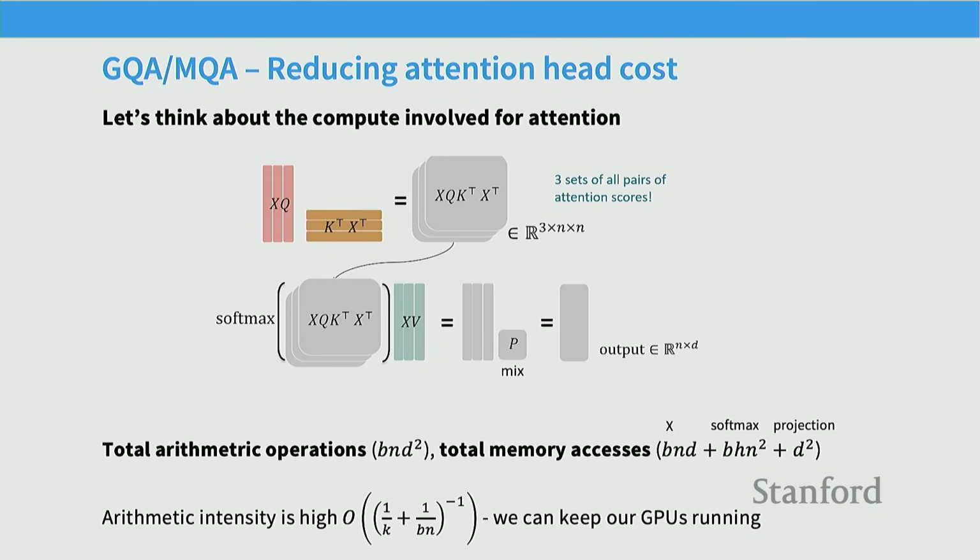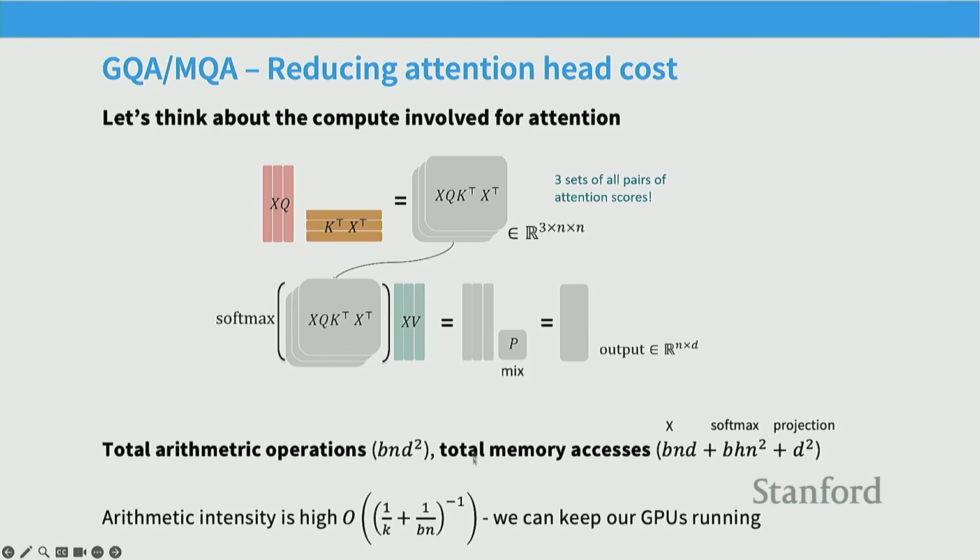You're going to take your XQ, your query, and your XK, and then you're going to form your big quadratic attention matrix. You can walk through each of these matrix multiplies, and you can convince yourself that the total number of arithmetic operations is going to be B times N times D squared. B is the batch dimension, N is the sequence length, and D squared is the hidden dimension squared.